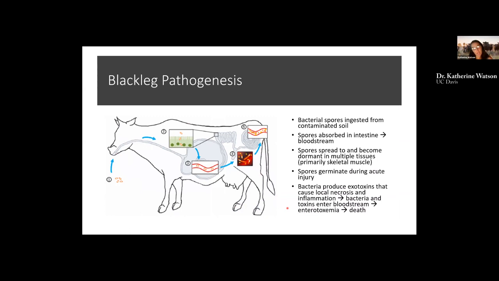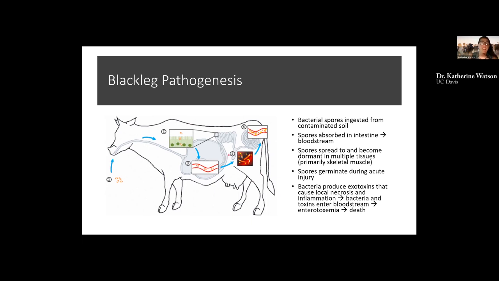So how does blackleg work? You're probably wondering where these bacteria come from and how they cause disease. So bacterial spores are within the soil. They live for a long time within the soil. And when the ruminants are grazing or foraging, the spores are absorbed into the intestine with the food. Then they go into the bloodstream. And once they're in the bloodstream, they travel throughout the body, but they have a propensity to go dormant within muscle, whether that's cardiac muscle or skeletal muscle.